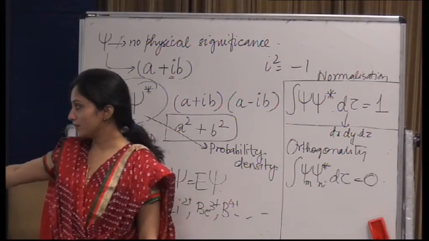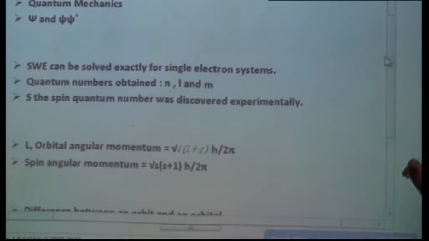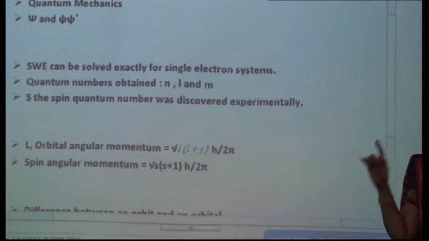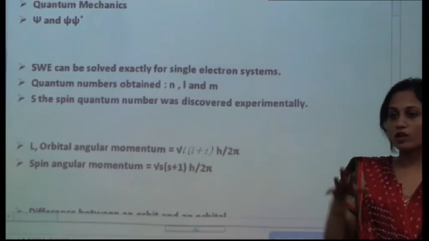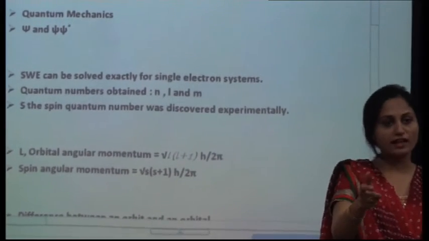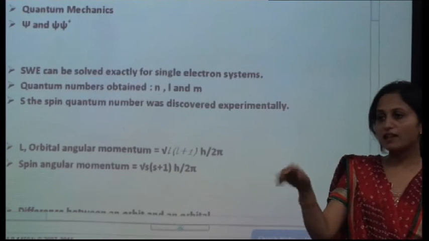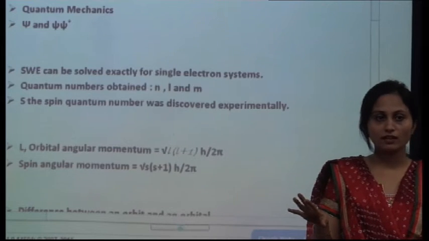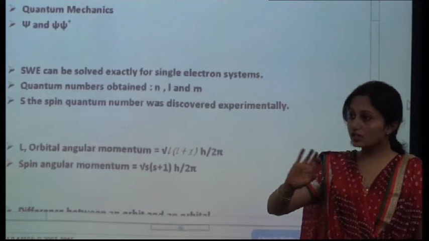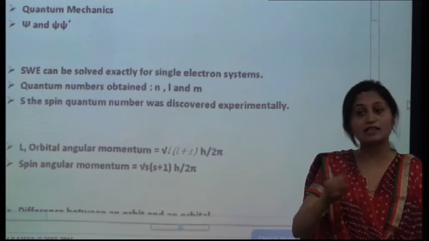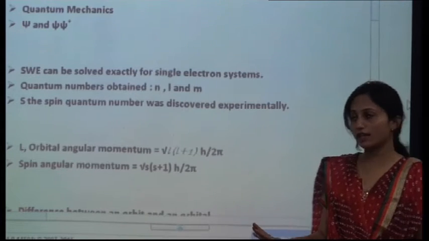Okay, then we have just checked that the Schrodinger wave equation can be exactly solved for single electronic systems, and remember, for multi-electronic systems there is again a problem. But what we do these days is we modify it, put some approximations to the Schrodinger wave equation, and then we can try to solve it. It can be solved by putting approximations, just in case a question comes. But remember, it cannot be exactly solved for multi-electronic systems.